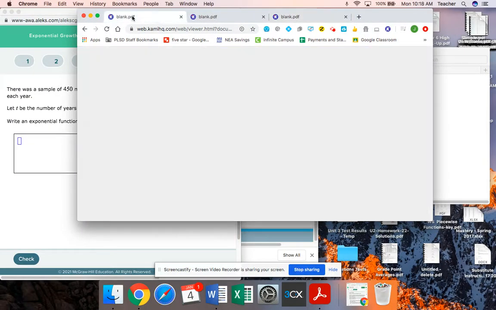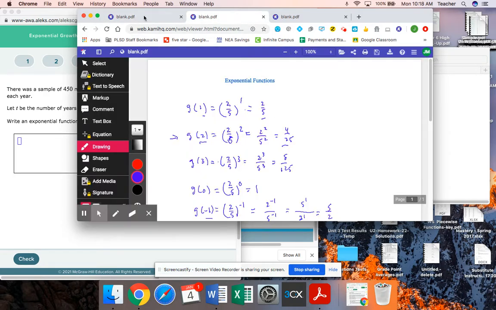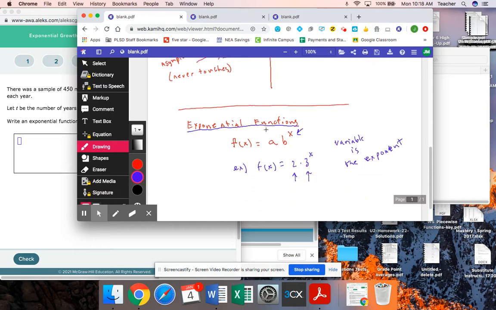All right, so we've been talking about exponential functions, right? The first way we focused on it was looking at geometric sequences and seeing that those are special cases of exponential functions. We went into a little more detail about what an exponential function is, and it's really a function of this form: a, which is the initial amount, b, which is the constant rate of change, if you will, raised to the variable as the exponent, right? So this is the general format of the exponential function.